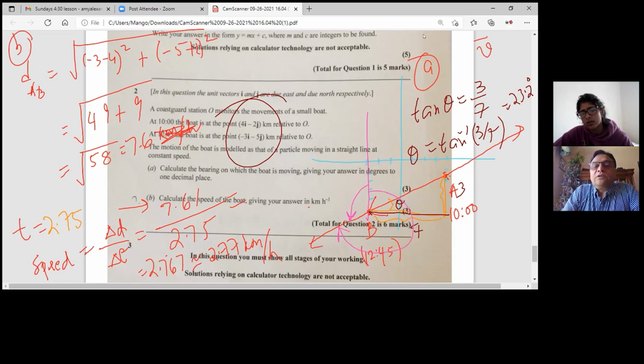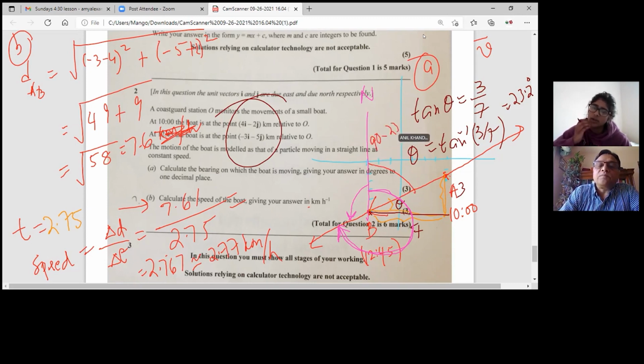Bearing angle is from the north, so the direction is this. Do you see this angle? Yeah. That is the angle which you have to report. So how much is that? If this is theta, then as you can see from here, this angle is 90 minus 23.2, right? Yeah.